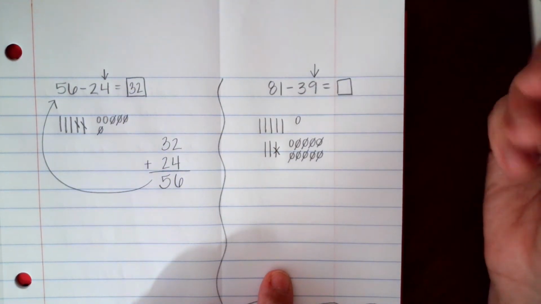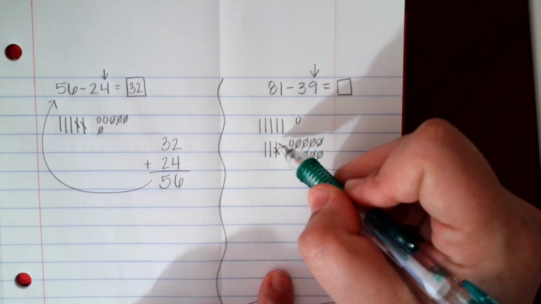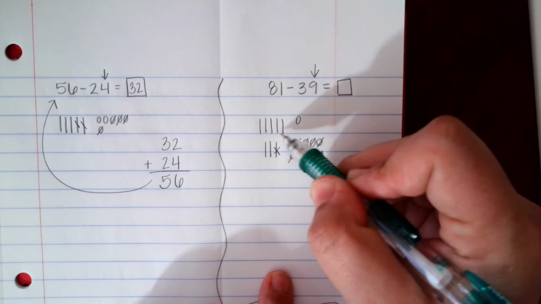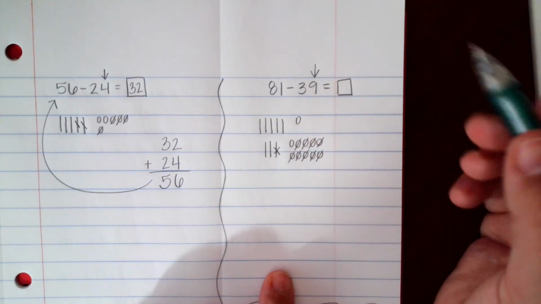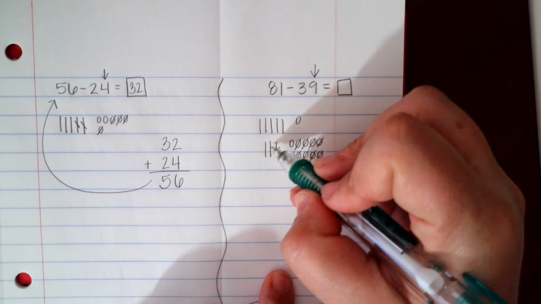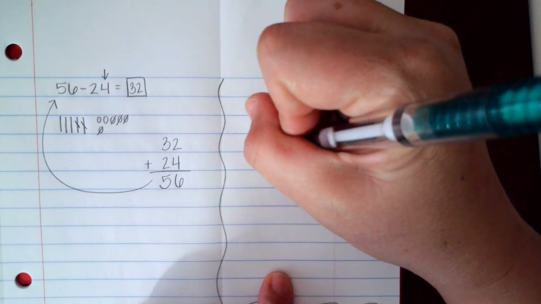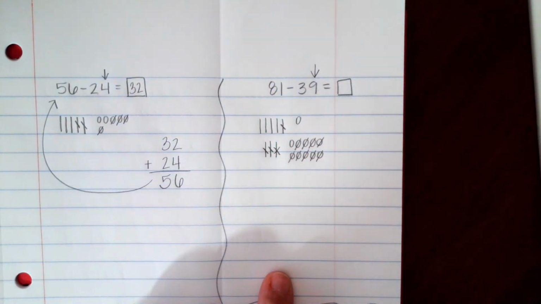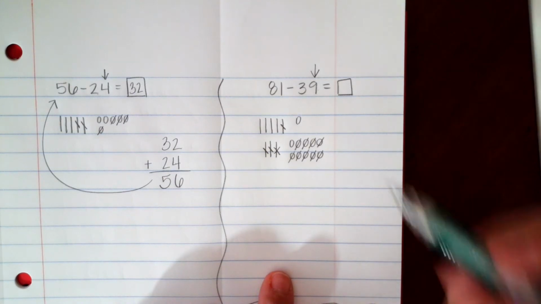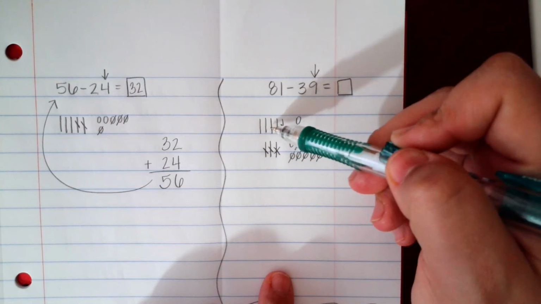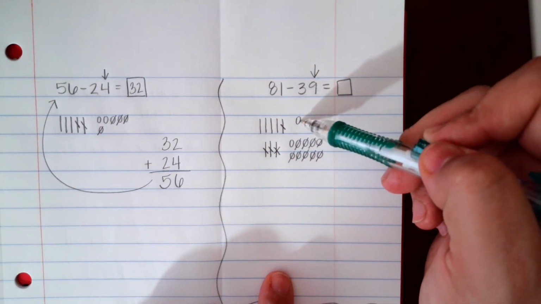Now I need to take away 3 10s. Remember, this guy's already a done deal. We don't need him. He's already gone because we turned him into 1. So I'm going to cross off 3. 1, 2, 3. Now let's see what I have left. 10, 20, 30, 40, 41.